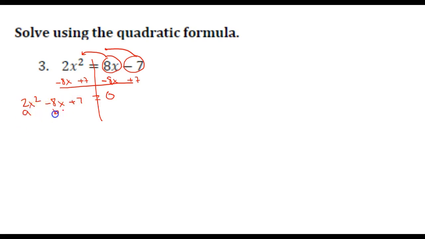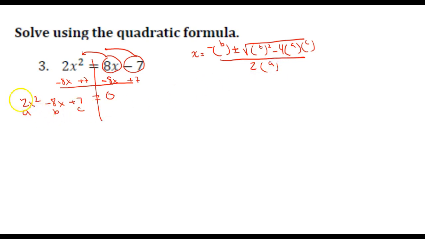Let's identify our a, b, and c value. Our quadratic formula is x equals negative b plus or minus the square root of b squared minus 4ac all over 2a. Now a is 2, negative 8 is b, 7 is c. So I'm going to write in negative 8 here, negative 8 there, 2, 7, and 2. The opposite of a negative 8 is a positive 8. 2 times 2 would be 4.